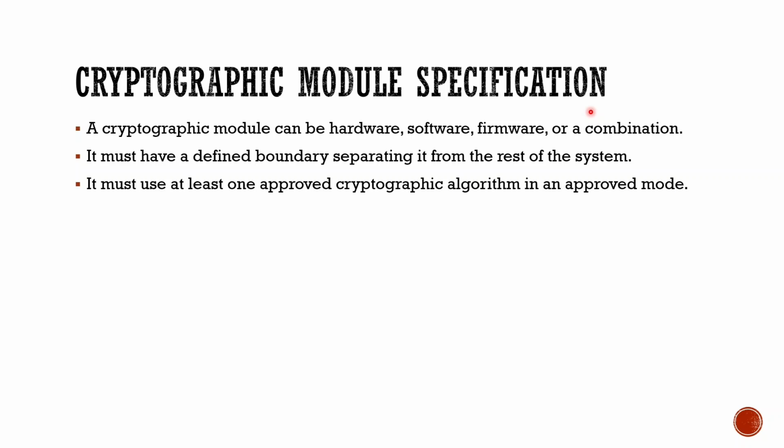The cryptographic boundary basically specifies that clear boundaries must be mentioned for the physical limits of the module, and it should not be mixed with the rest of the hardware. For software or firmware, it should include processors and components that are storing the code.